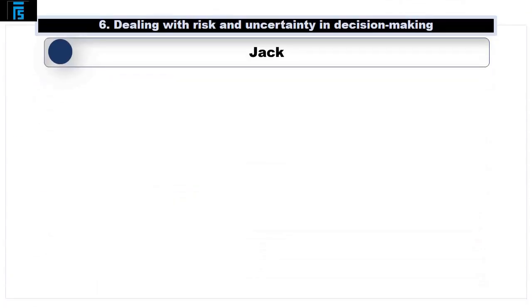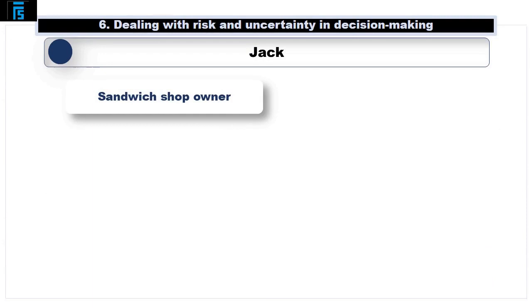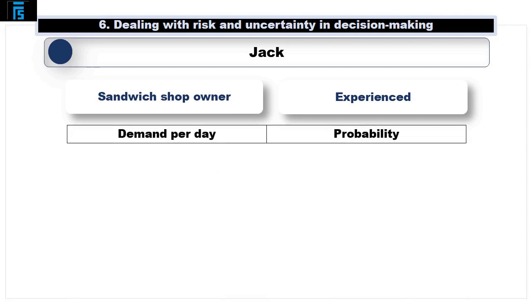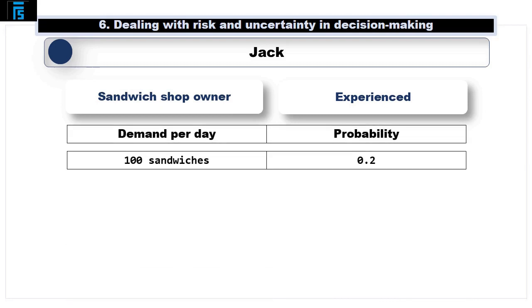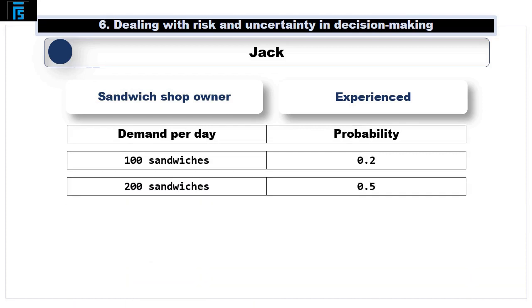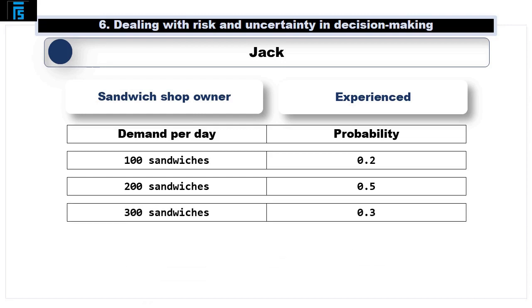Let's consider Jack, the owner of a sandwich shop. He's owned and run his sandwich shop for many years, so he has experience as to what demand may be for his sandwiches from his off-the-street customers. Per day, demand could be 100 sandwiches with a probability of 0.2, 200 sandwiches with a probability of 0.5, or 300 sandwiches with a probability of 0.3. This is the risky variable Jack has to build into his plans.